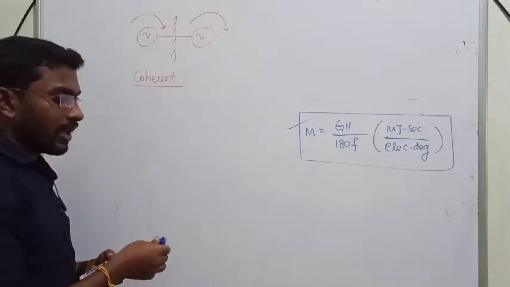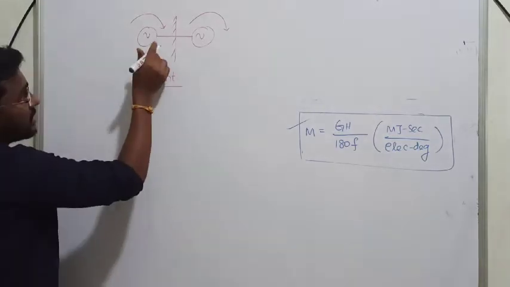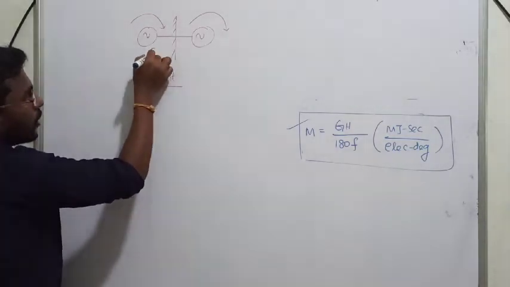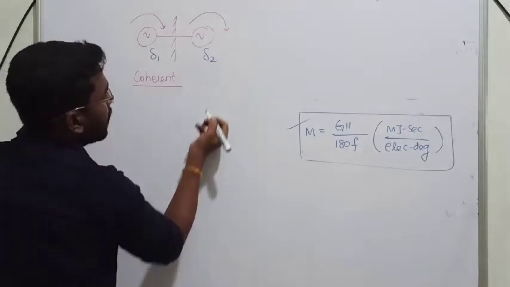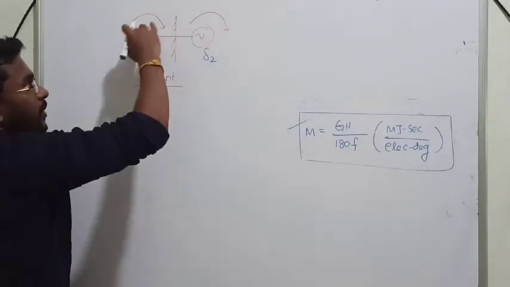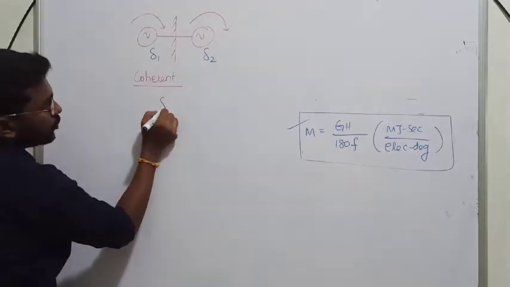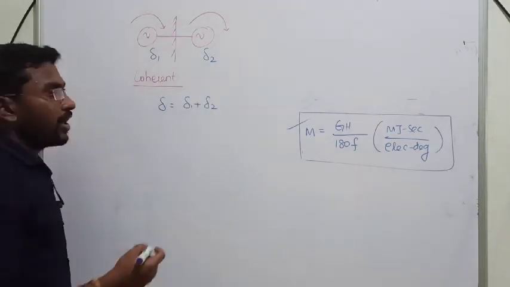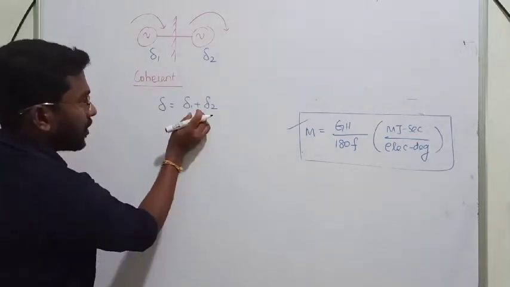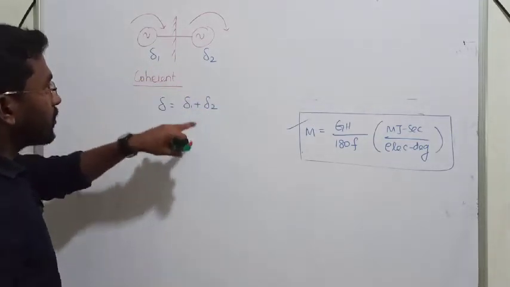In resultant, what will happen? The change in the value of delta in alternator 1, let me call it delta 1. The change in the value of delta in alternator 2, let me call it delta 2. Both are experiencing the disturbance in the same direction. So the overall delta will become delta 1 plus delta 2. Clear? Why? They are aiding each other. Aiding in the sense of addition. They are experiencing the disturbance in the same direction.